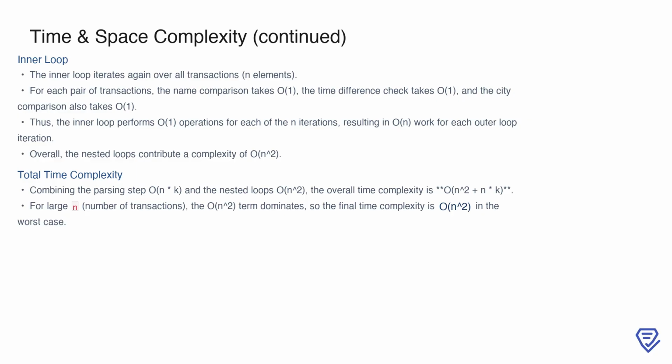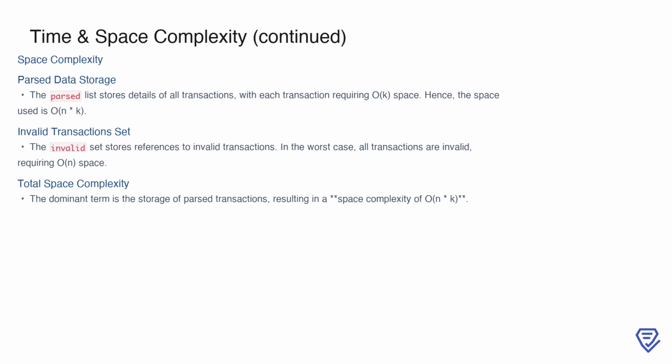When we combine this with the parsing step, which is n*k, the total time complexity becomes n squared plus n times k. However, for large inputs where n dominates, the n squared term becomes the most significant, making the worst-case time complexity O(n squared). Next, we evaluate the space complexity of the solution.